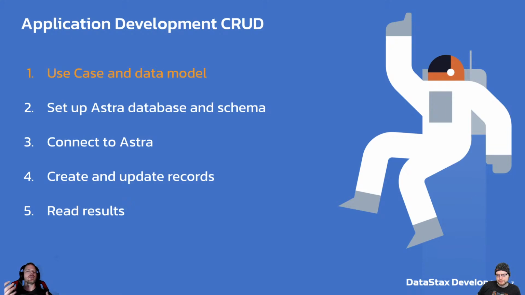So we're going to use this use case to generate our data model that we're then going to apply to our Cassandra database with our schema. Then we're going to connect up the app. It's actually really, really easy to do. We'll show you how. So we're going to hook up the plumbing from the app to your particular database. And then the CRUD operations come into play.